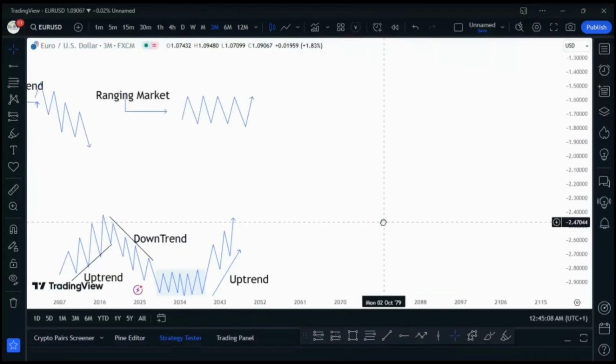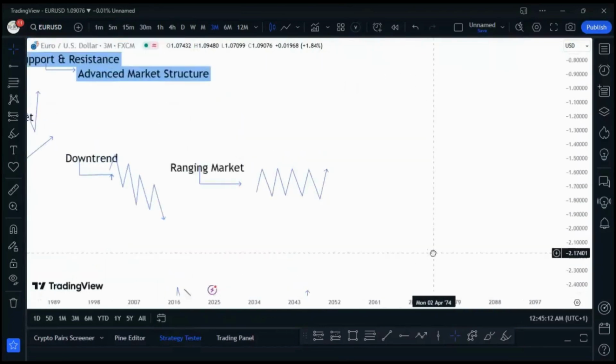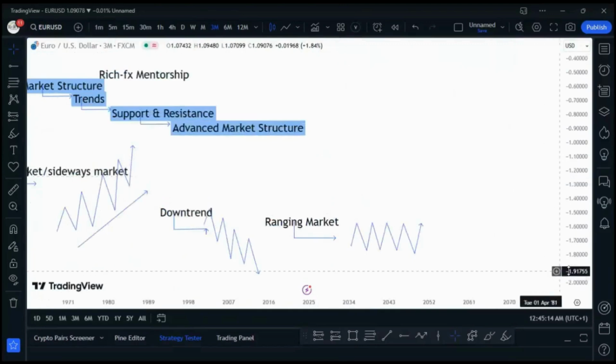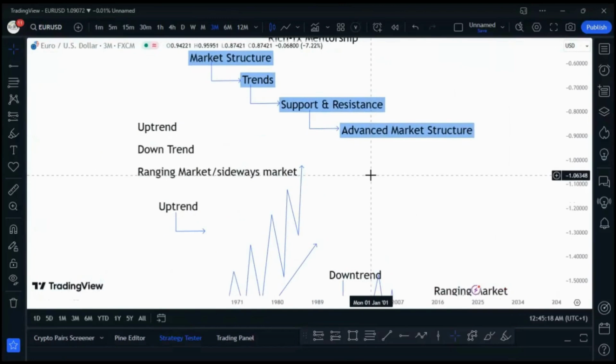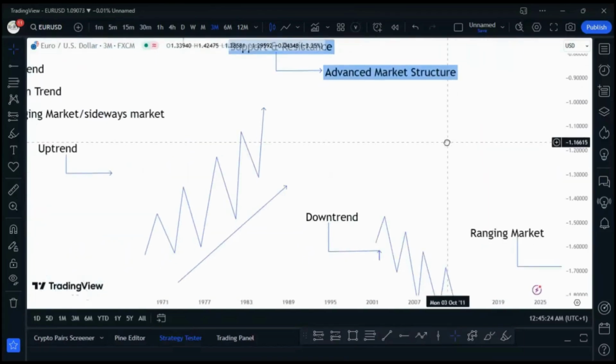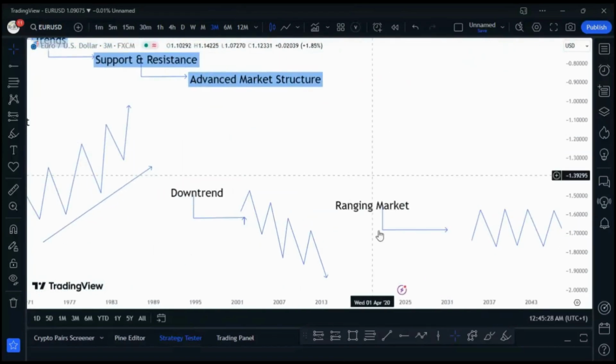Next week Monday we'll be resuming with the advanced market structure. We'll be putting all these things together, and we'll be able to understand why we need to buy and why we necessarily need to sell. So that is all we can take. I believe you all understood what we have been talking about.